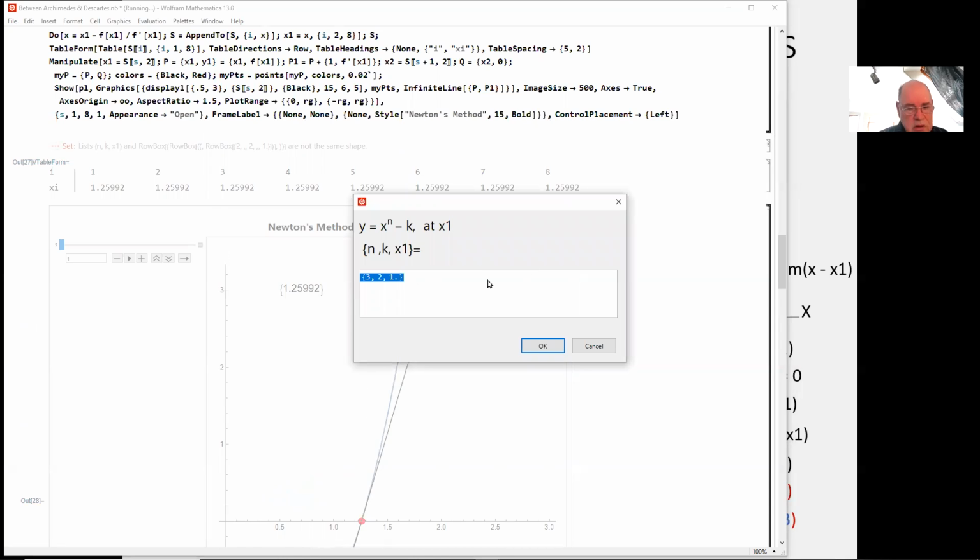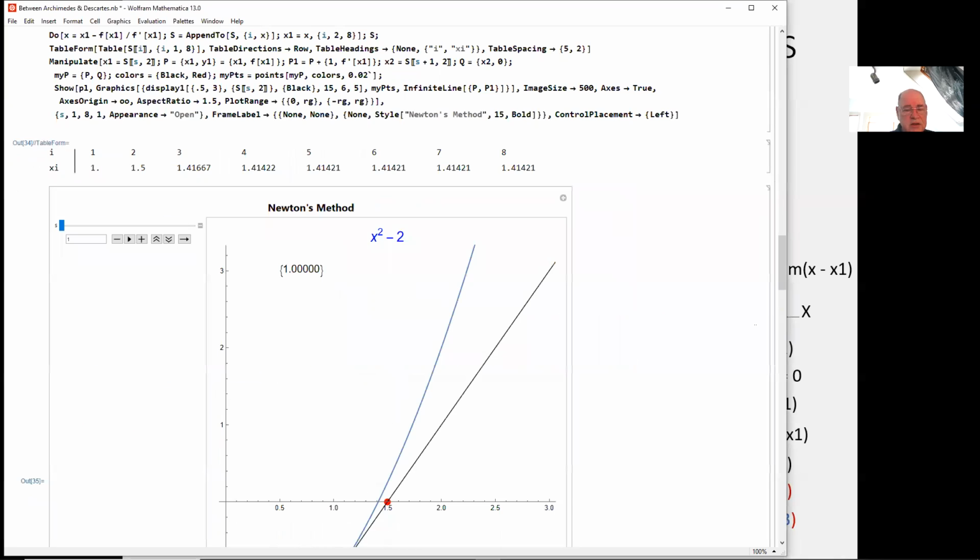Let me see. 2. I know what I did wrong. Okay, I think I know what I did wrong. Let's see if this works. Hope I don't have a bug in my program. It's been known to happen before.